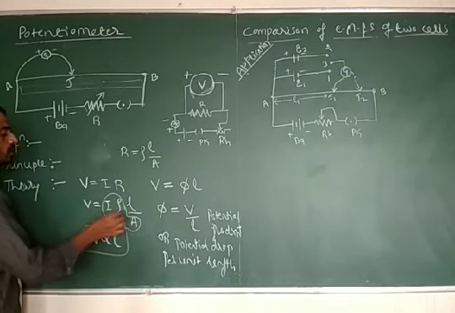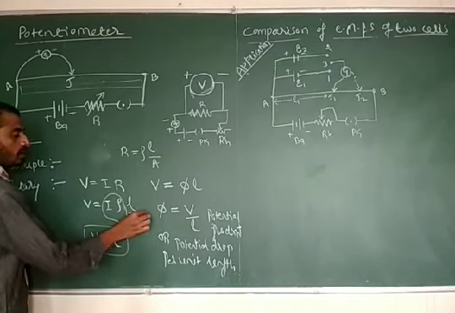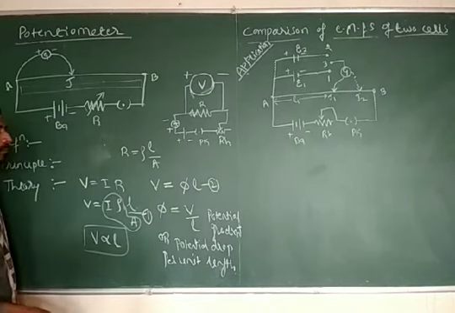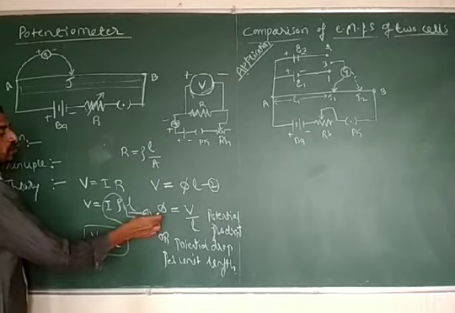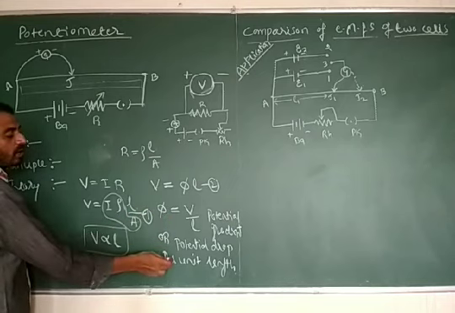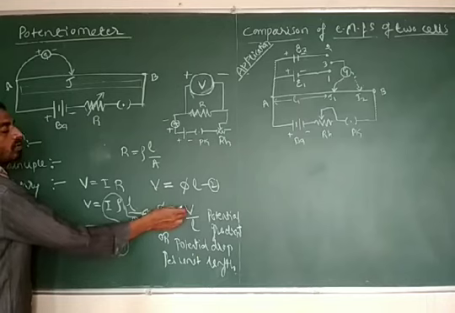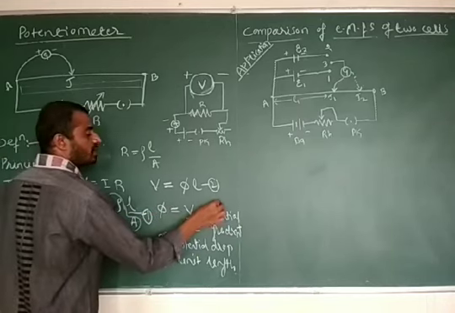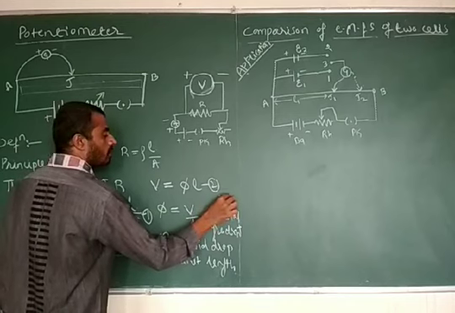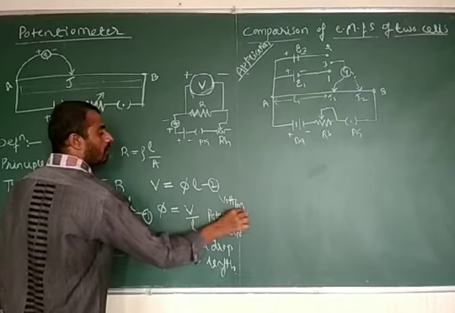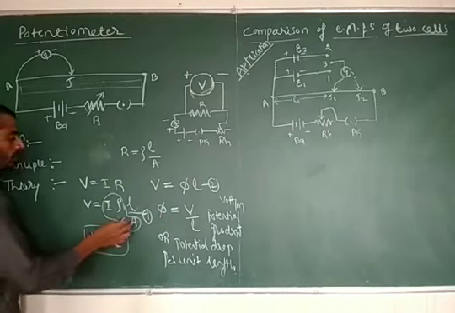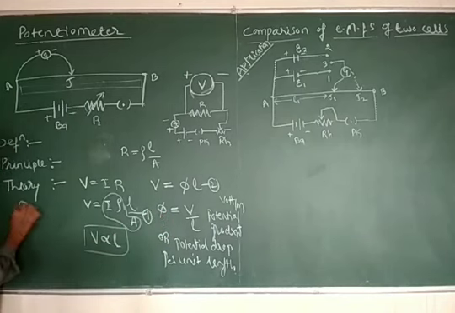You can compare these two equations, equation 1 and equation 2. On comparing these two, this potential gradient or potential drop phi, which is equal to V by L, can be measured in terms of volt per meter. Volt per meter is the SI unit of potential gradient.